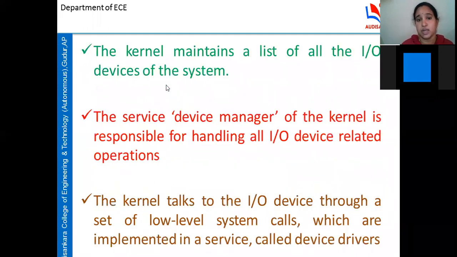And regarding these application programming interfaces, we are going to discuss in the next class. The kernel maintains a list of all these IO devices of the system, and the device manager of the kernel is responsible for handling all the input output device related operations and issues. The kernel talks to the input output device through a set of low level system calls, implemented in a service, which are called device drivers.